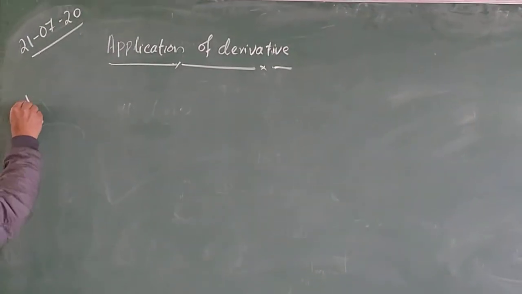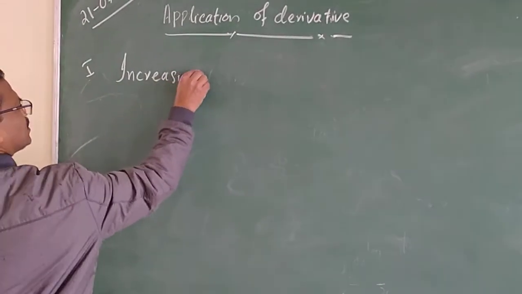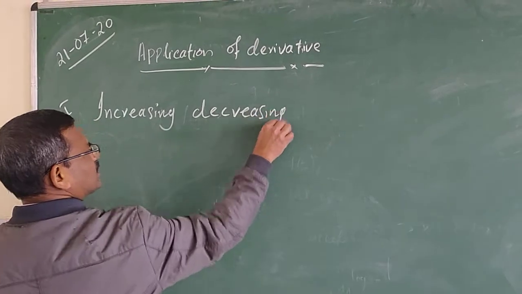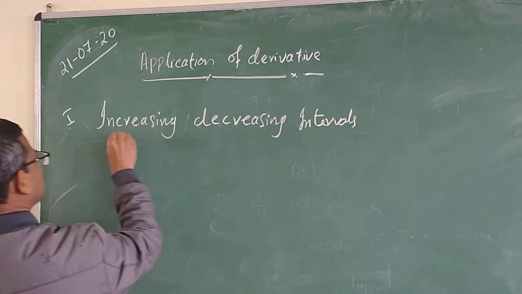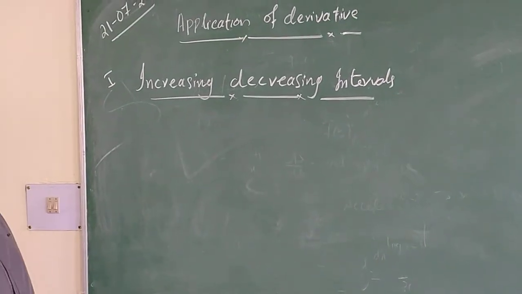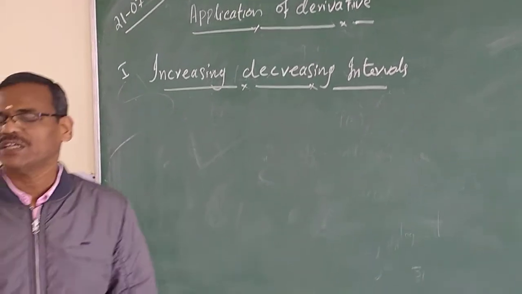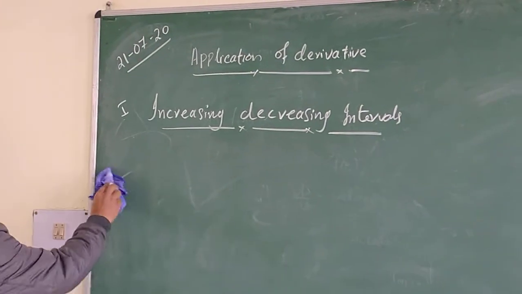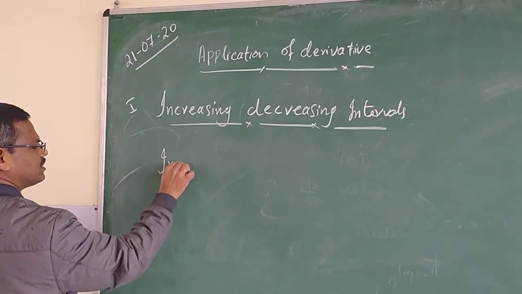One of the applications is the increasing and decreasing interval. How does differentiation help us to find the increasing and the decreasing interval? How can we use differentiation to find it? Before finding that, let us have an idea about what is an increasing function and what is a decreasing function.